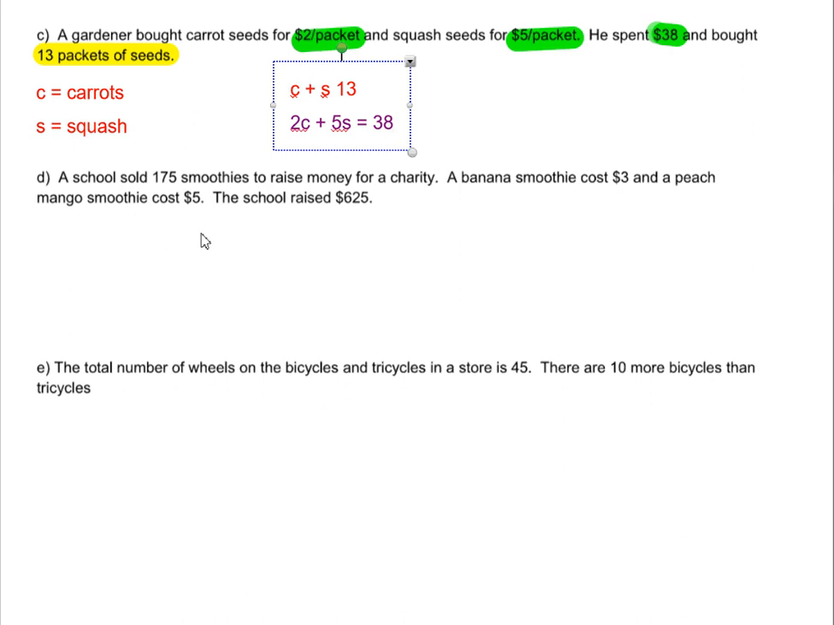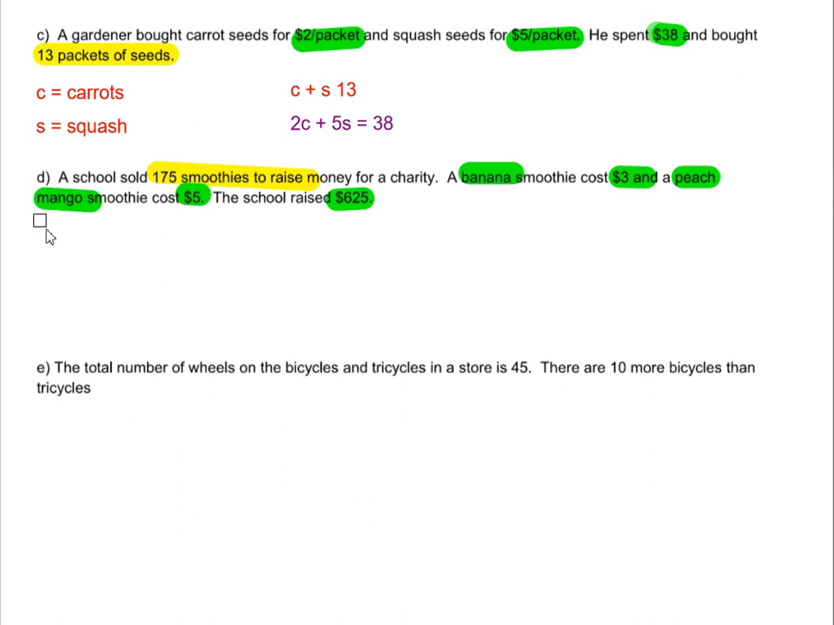A school sold 175 smoothies to raise money for charity. So 175 smoothies in total. Banana smoothies cost $3, peach and mango cost $5, and they made $625. So a banana costs $3, peach and mango costs $5. So let's make our let statement. I have B is equal to banana, and I'm going to say P is equal to the peach mango.